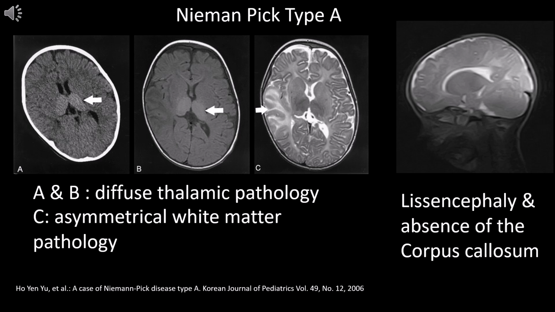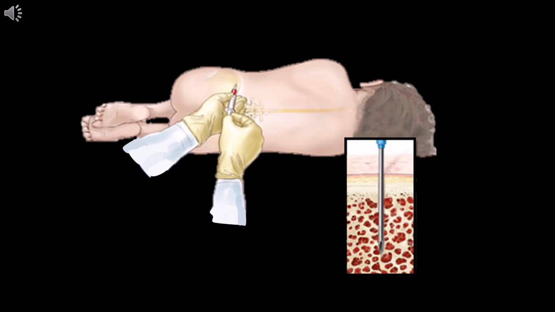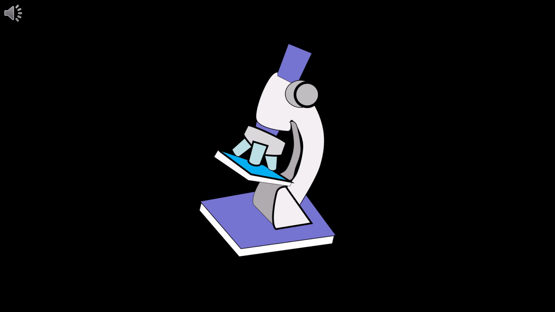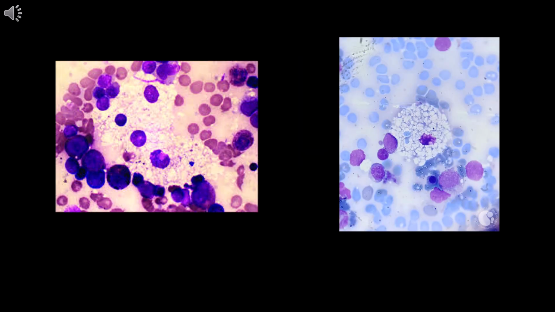Brain images in patients with Niemann-Pick type A may show diffuse thalamic and asymmetrical white matter pathologies, lissencephaly, and absence of the corpus callosum. Bone marrow aspirate and subsequent microscopic examination shows characteristic cells with a foamy, soap bubble appearance. The appearance of these macrophages is caused by the accumulated sphingomyelin and probably other sphingolipids that form globular aggregates.